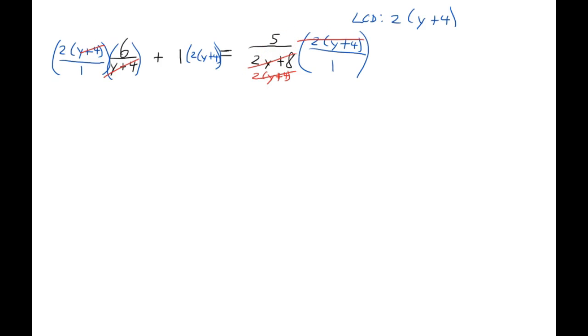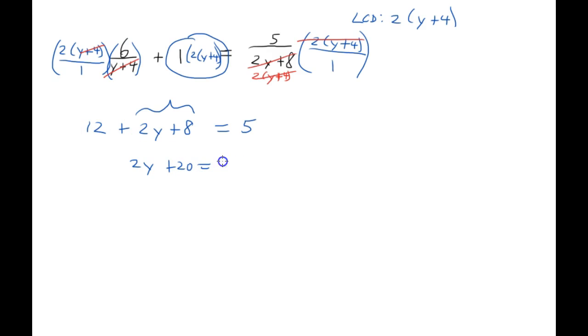So let's rewrite this and see what that looks like. So 2 times 6 is 12, plus 2y plus 8. That's this part, what I just wrote right here. And now we just have 5 left on the other side of the equation, equals 5. Okay, now it's a simple equation. Let's clean it up a little bit: 2y plus 20 equals 5.